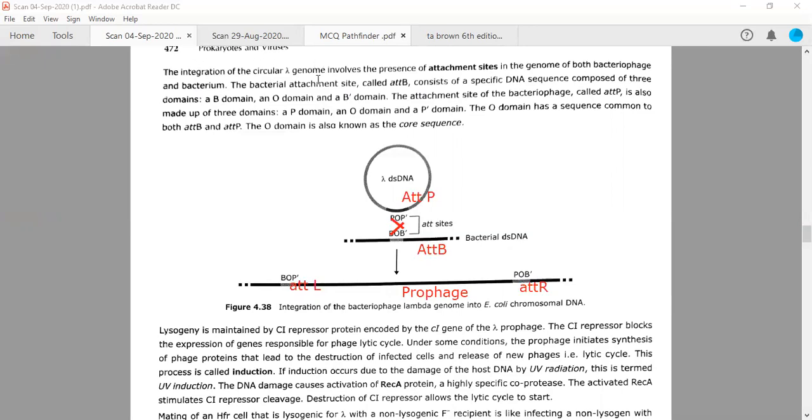So the integration of the circular lambda genome involves the presence of attachment sites in the genomes of both the bacteriophage, and bacteriophage is a virus only, and the bacterium, that is E. coli. The bacterial attachment site is called att B and consists of specific DNA sequences composed of three domains: a B domain, an O domain, and a B dash domain. Therefore, this is called BOB dash. Similarly, the phage has the attachment site P, which has three domains, POP dash. The O domain is the core sequence because it is present in both. Now the homologous recombination will involve BOP dash and POB dash. You will make a cross here and then it will be integrated into the bacterial chromosome.